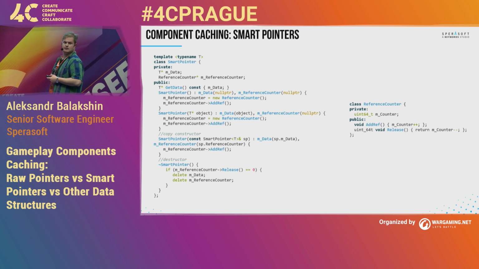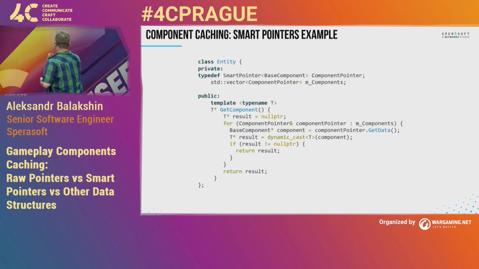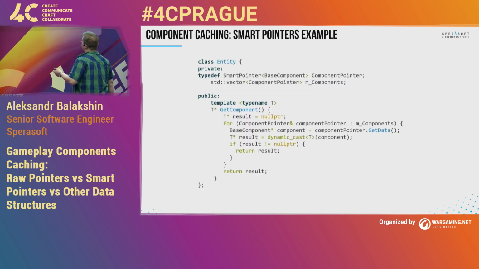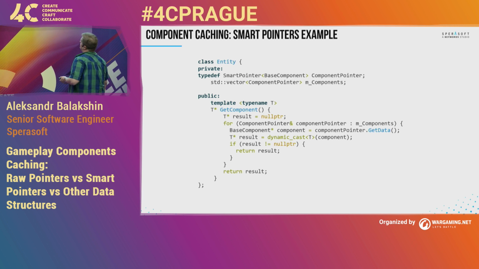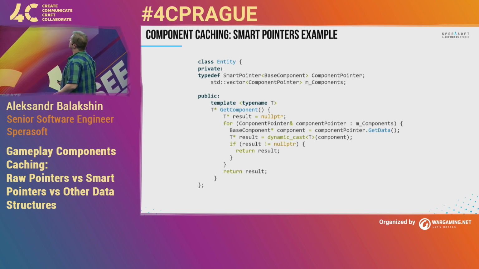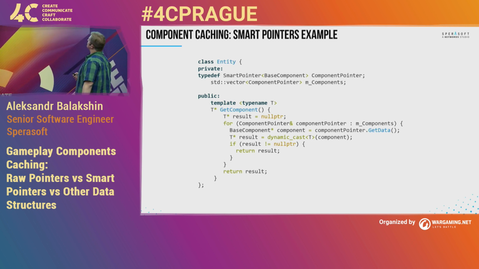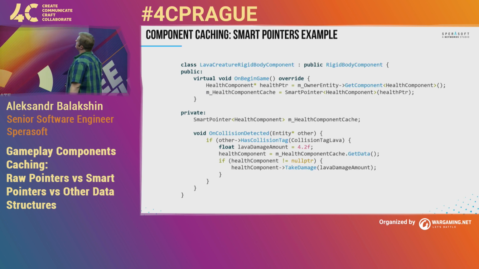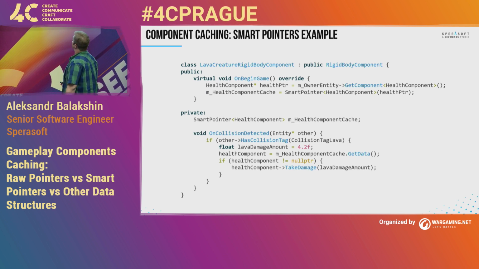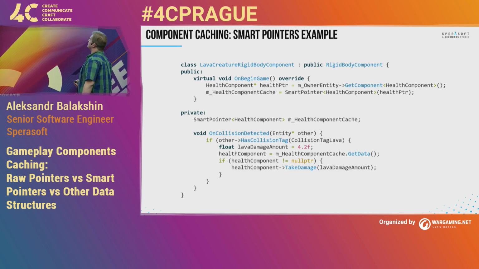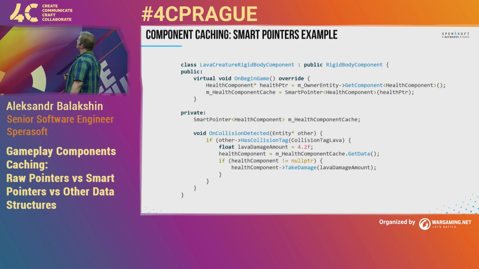Is it clear? Okay. So, moving next. Let's try to apply to our example. First of all, instead of a collection of raw pointers, we have a collection of smart pointers. We need to modify our get component method a little bit, and then inside this, the creature rigid body component would also have a smart pointer to the required component. We create it on begin play, and on start we use it and apply damage.